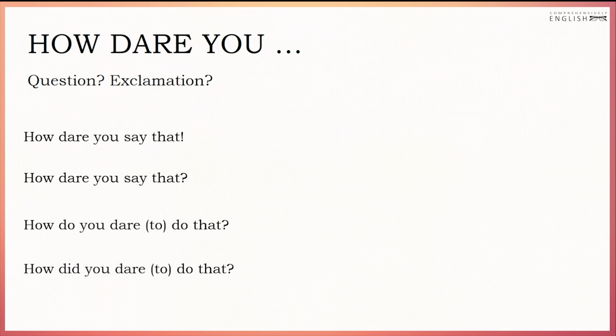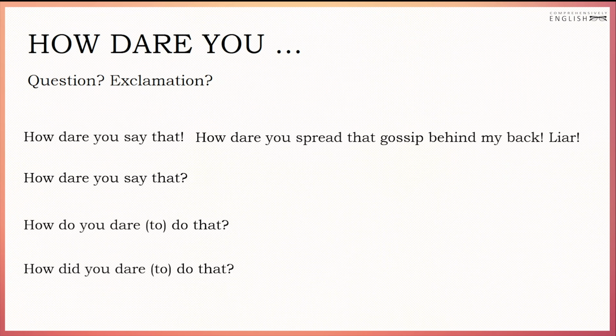Now let's support each of the sentences with some context. How dare you say that? How dare you spread that gossip behind my back, liar! This is an exclamatory sentence because how dare you expresses your dissatisfaction with the situation. The speaker is angry. It's not a question, it's an emotional reaction.